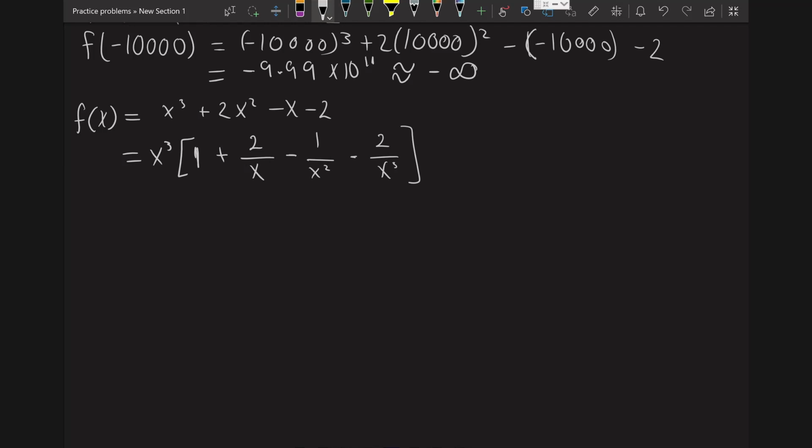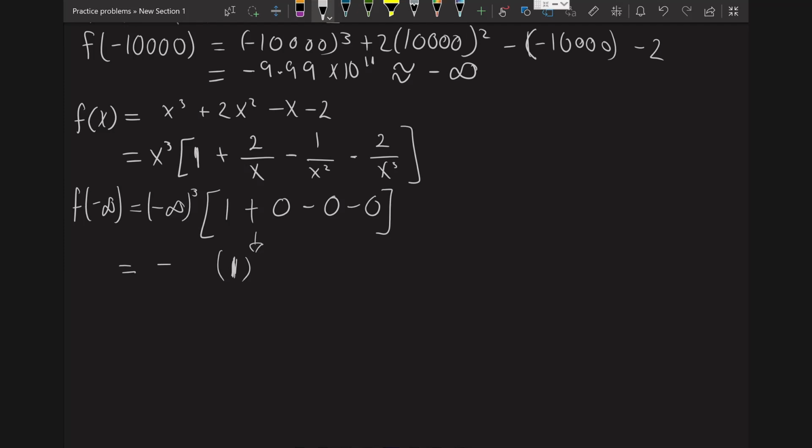It's 0. So if I were to sub in negative infinity here, f of negative infinity, I would get negative infinity cubed multiplied by 1 plus 0 minus 0 minus 0. And that's going to equal, pretty much here, I would just have the 1. So I know that the number will exist. The trick here is because it's negative and cubed, you know that it remains negative. If this was a power of 4, it would be a positive answer. So negative infinity cubed is negative infinity. And that's the answer, negative infinity.